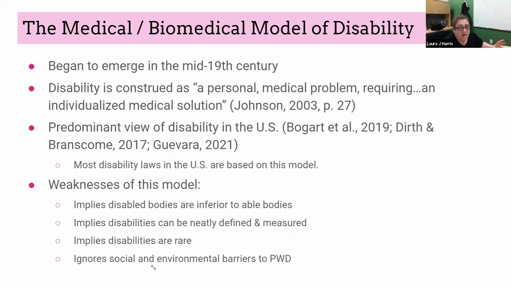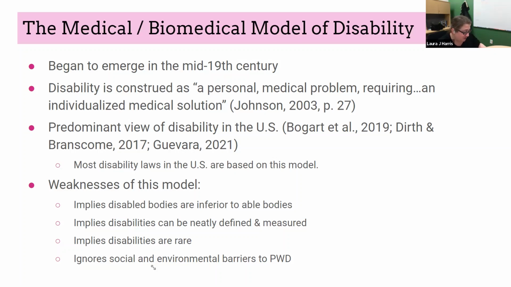So the main, and when I say main, the most popular, or I guess common model used today in the United States is the medical model, which is also called the biomedical model. This began to emerge in the mid-19th century. Around the same time, science was gaining traction and industrialization was happening.